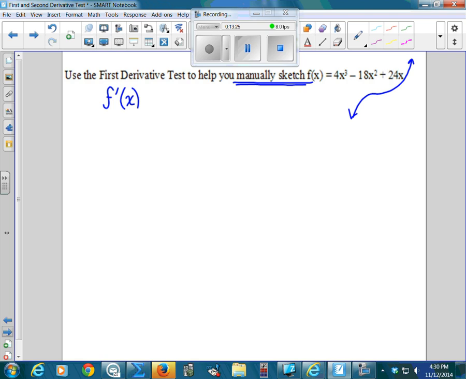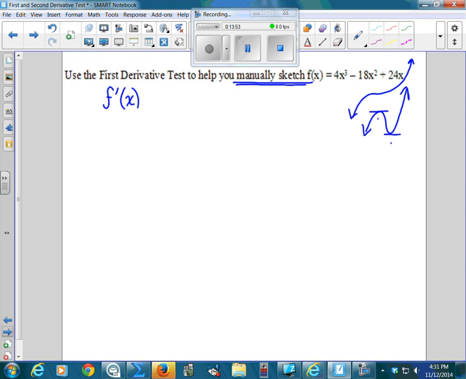Positive valued cubic. But remember in pre-calc you were told, oh, you can't find those highs and lows. You don't know where they occur. Well, now's your turn to find out where those highs and lows occur. You don't need a calculator anymore. Calculus is here to the rescue. So we are going to use the first derivative test to manually sketch this thing, which means we're going to find exactly where those maxes and mins occur.